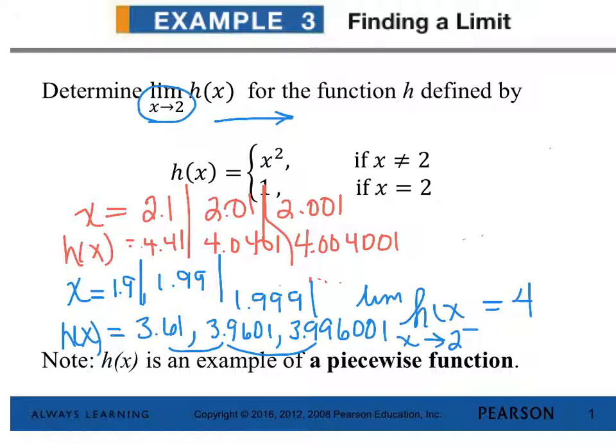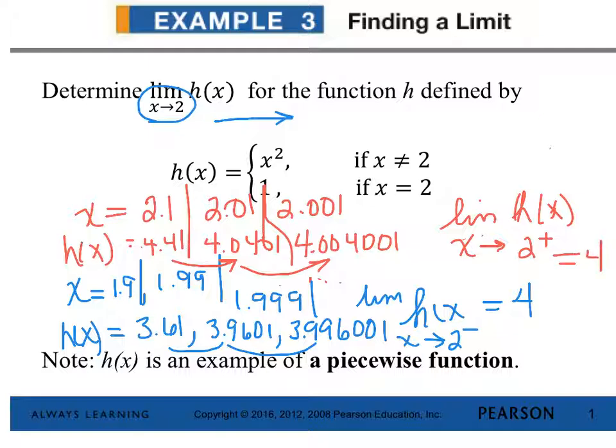So what we see is that as x approaches 2 from the positive side, for h of x, what's happening is we go from 2.1 to very, very close to 2. We get 4.4, then 4.04, and then 4.004. So again, we are approaching the same limit of 4, even though h of 2 itself is equal to 1.